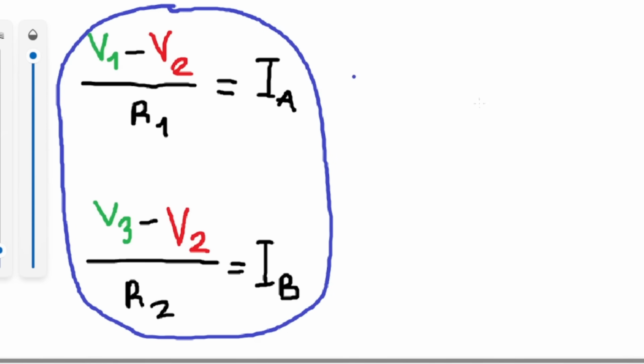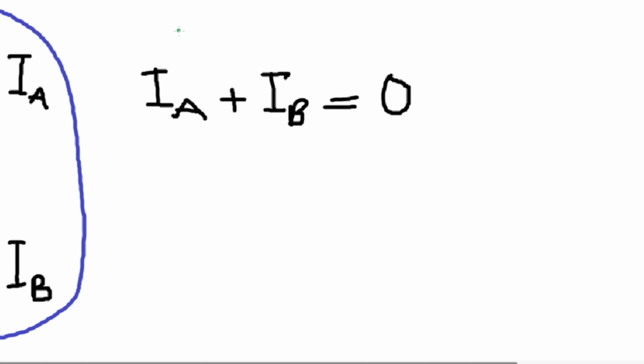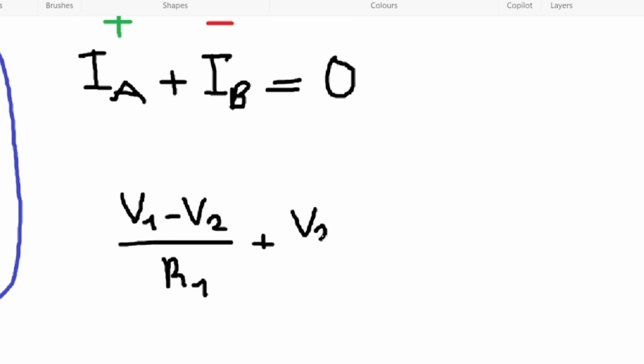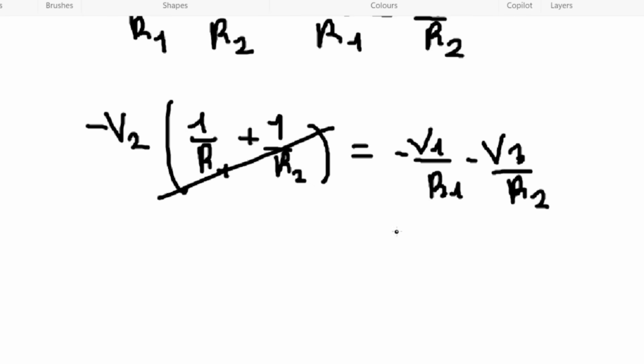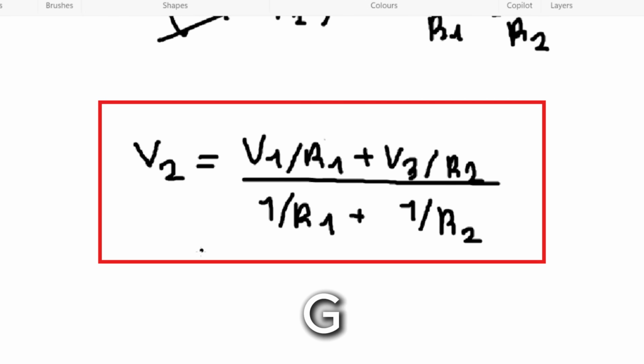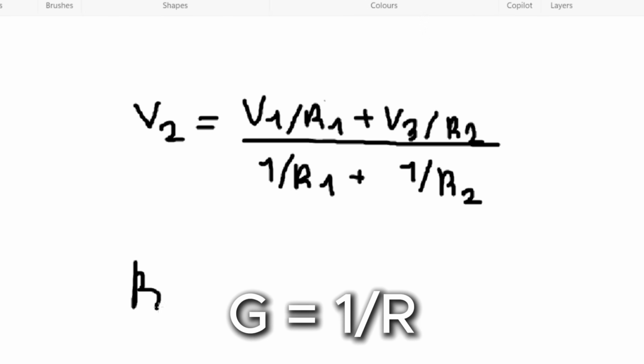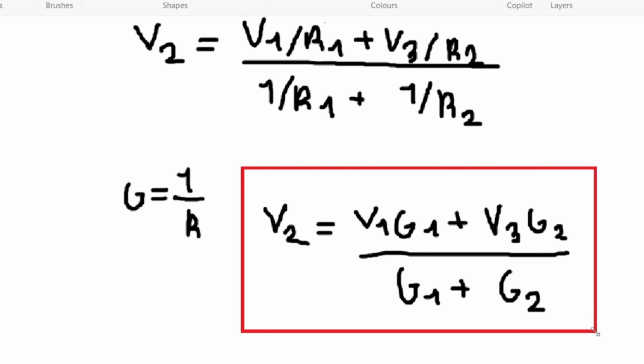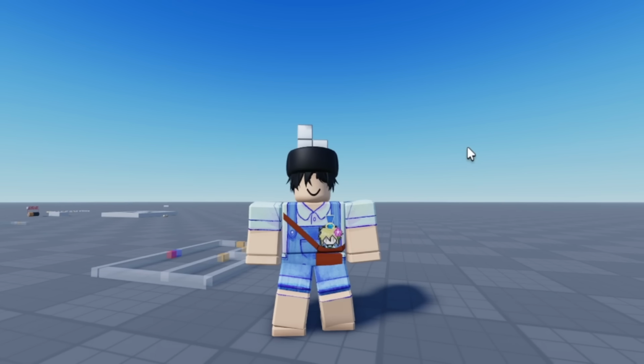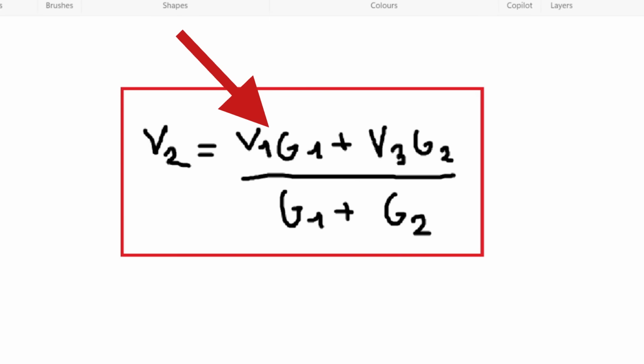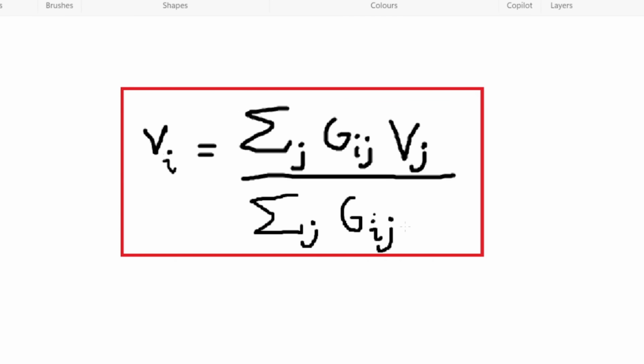Anyways, we know the sum of these two currents must be 0, because positive means current going in, negative means current going out, so it equals 0. Then we solve for V2, and we get this. And since conductance G is 1 over R, we just substitute. Now, notice that the numerator is the sum of voltage times conductance, and the denominator is the sum of conductances. And boom, that's our formula.